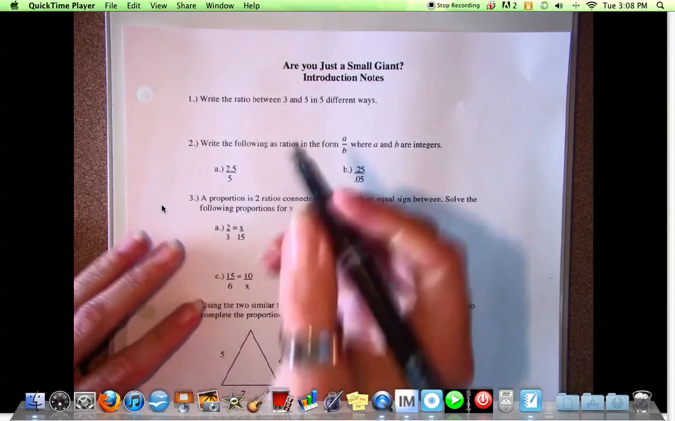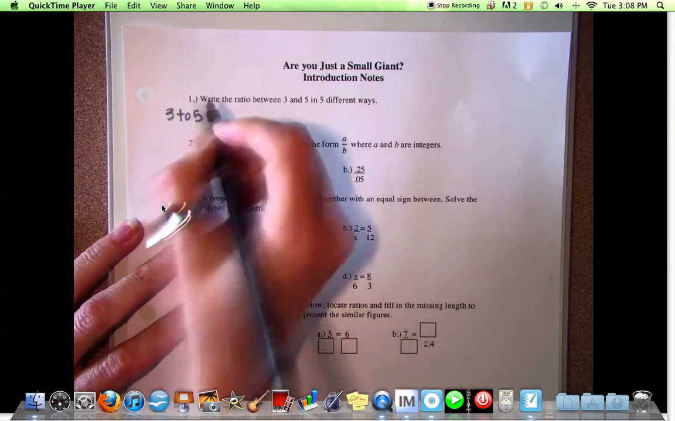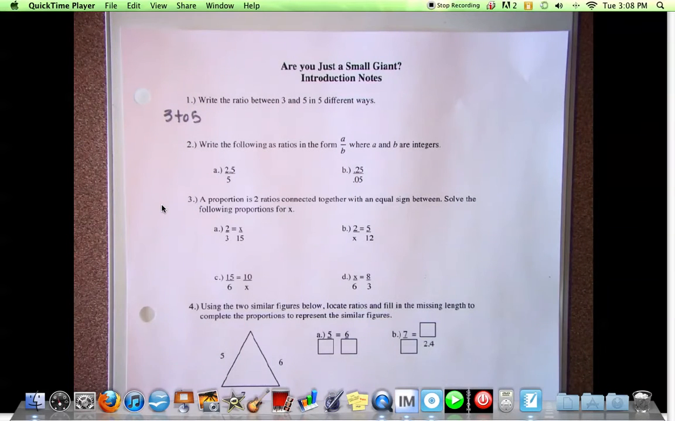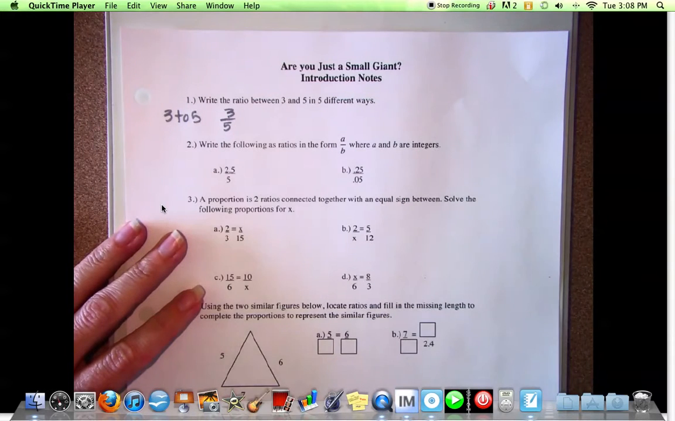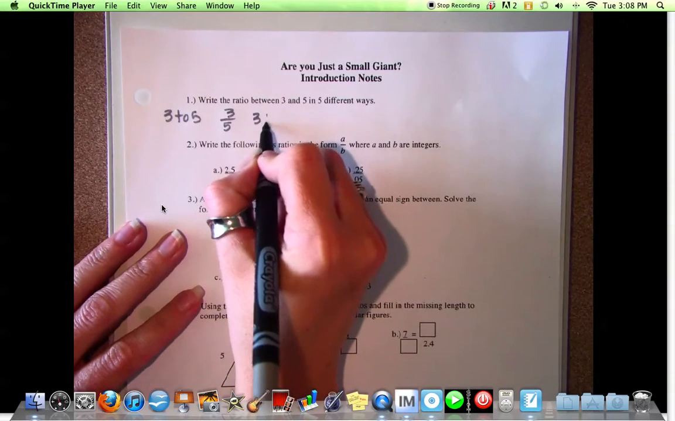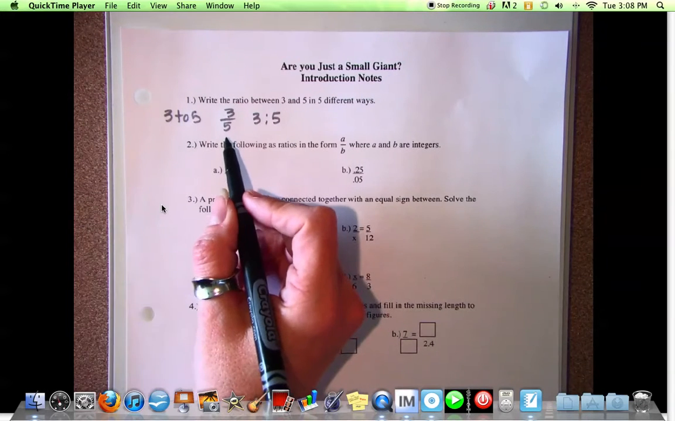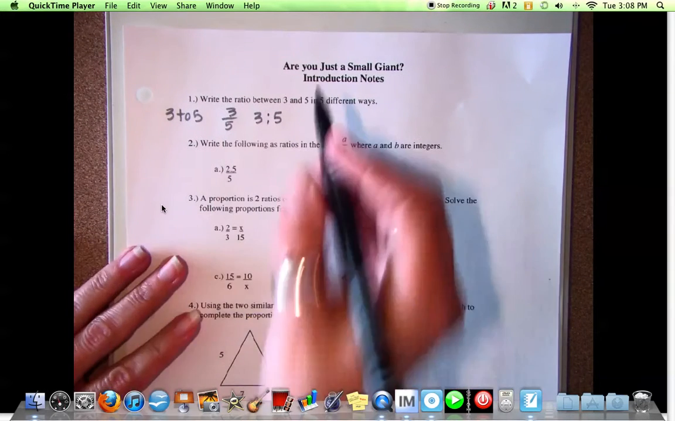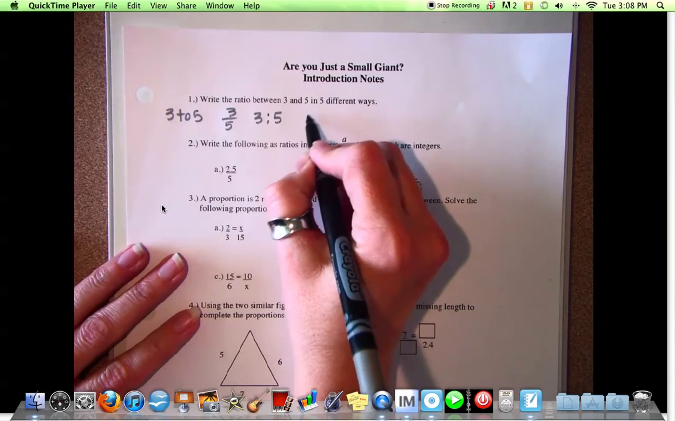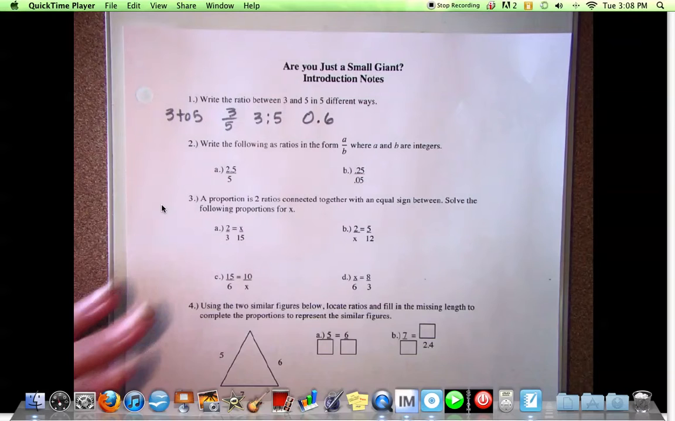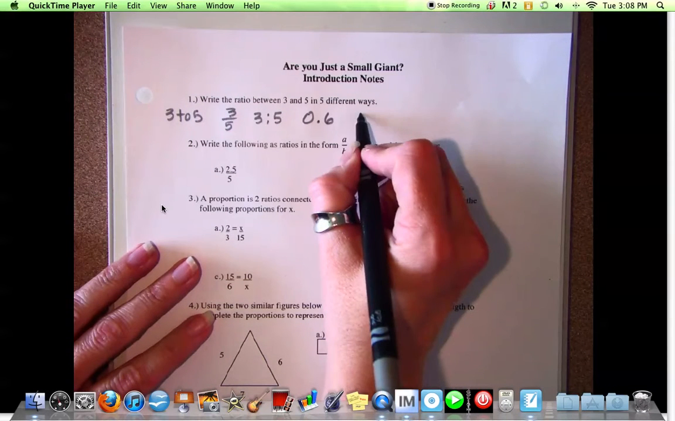So we can write 3 and 5 as 3 to 5. We can write it as a fraction, 3 over 5. We can write it with a colon. We can change the fraction to a decimal, so 3 divided by 5 gives us 0.6, and then changing it to a percent would give us 60%.